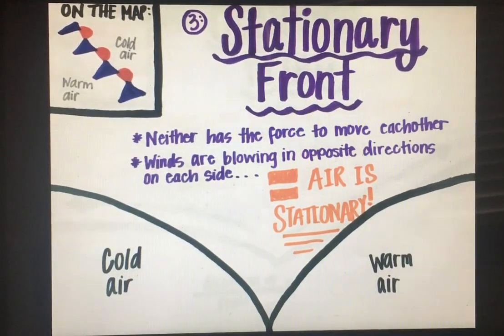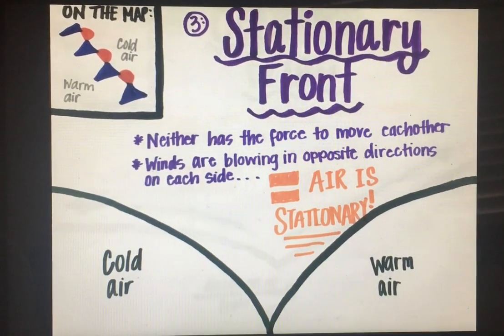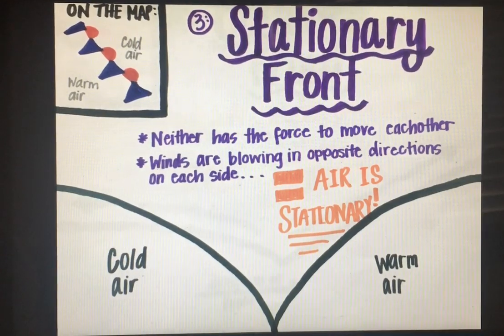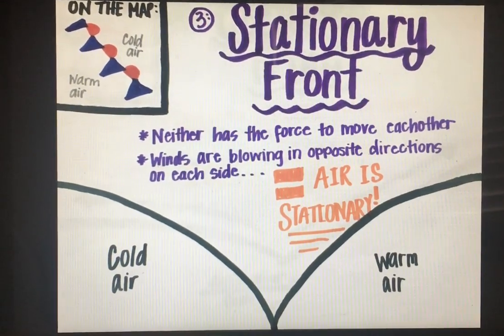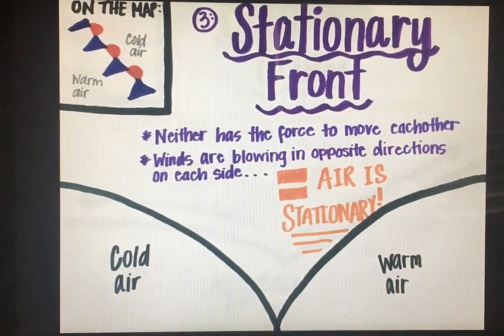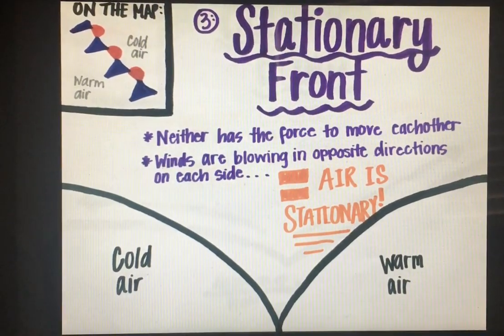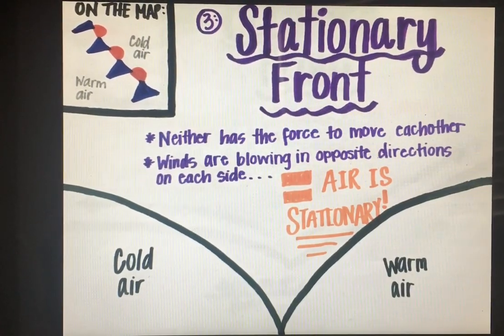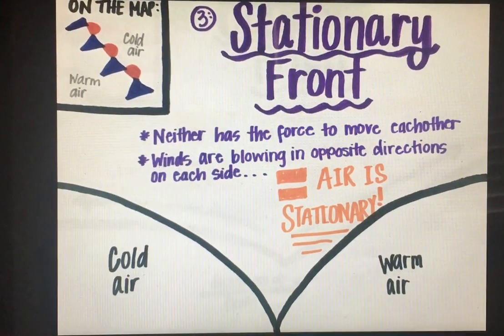The third type of front is a stationary front. This is when cold air and warm air neither have the force to move each other. Winds are blowing in opposite directions on each side, thus making the air both stationary. In the top left corner, you can see the symbol for stationary fronts on the map.